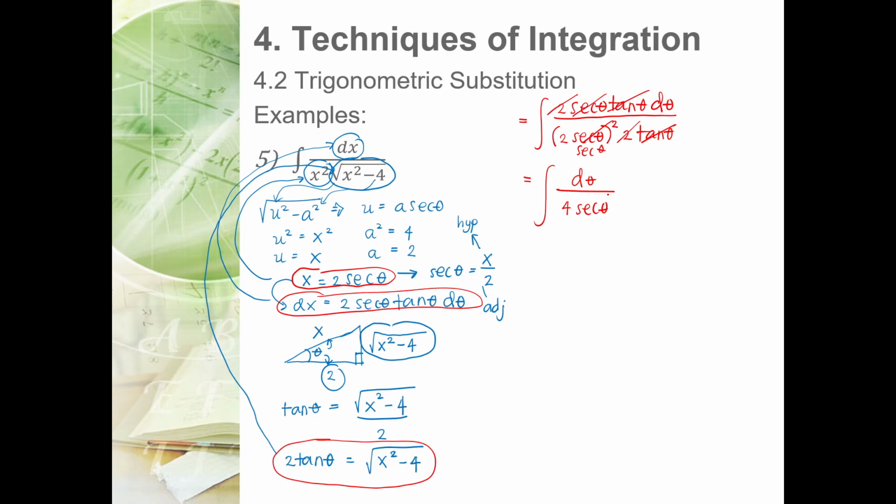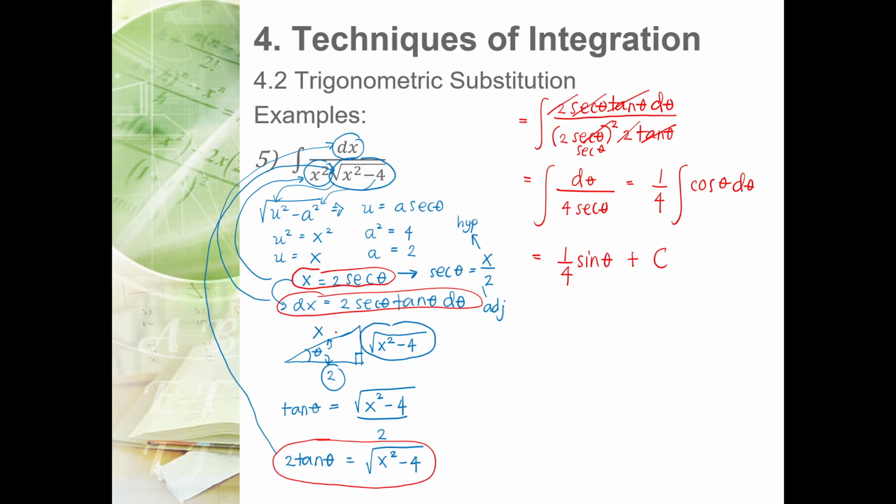Then 1 over secant is cosine, right? This is equal to 1/4 the integral of cosine theta d theta. Correct, right? Since this one is super basic, the answer is 1/4 sine theta plus c.